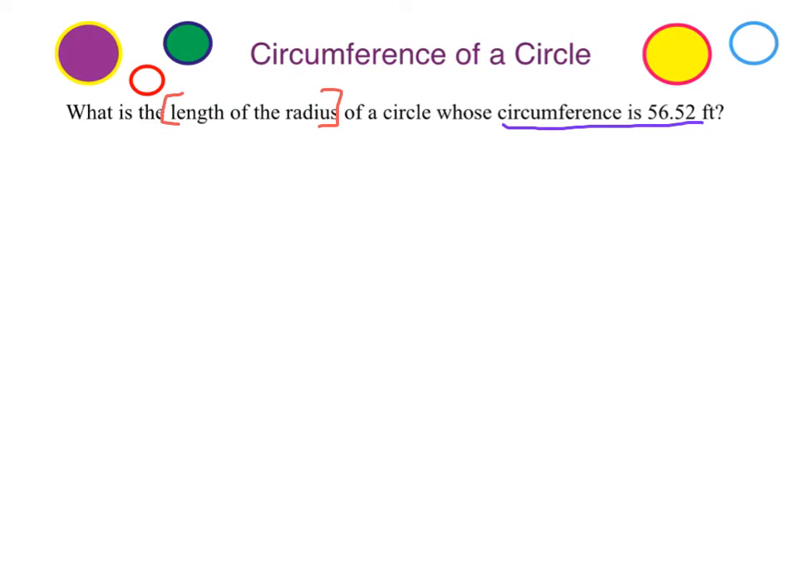Anytime in geometry that we have a problem with words, the first thing to do is draw a picture to represent the words. So I'm going to go ahead and draw a picture of a circle. It's talking about a radius, so I'm going to go ahead and draw my radius. Since I don't have a number for the radius, I'm going to go ahead and write r. Since I see circumference, I'm going to then write down my formula. C equals 2 pi r.